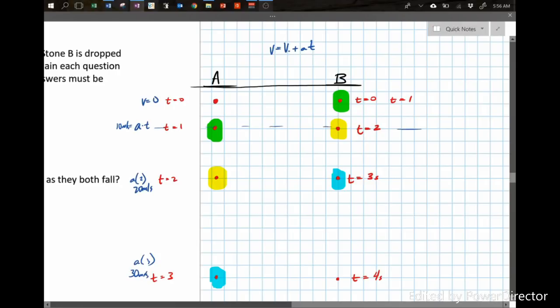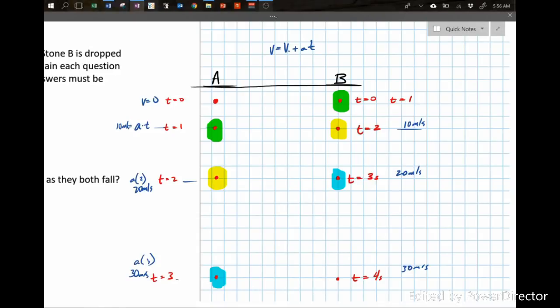Basically, anytime we're here, the ball is going to be traveling at 10 meters per second. Anytime we're here, the ball will be traveling at 20 meters per second. Anytime we're here, the ball will be traveling at 30 meters per second. So after each ball has fallen the same distance, it should have the same velocity. That does not mean that that happens at the same time. I'm going to draw some connecting lines.